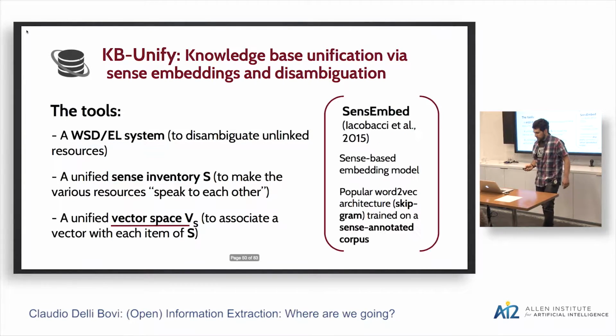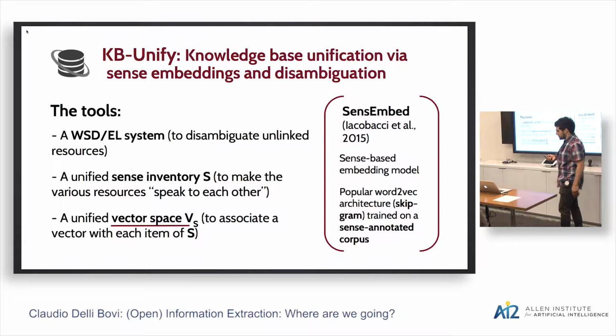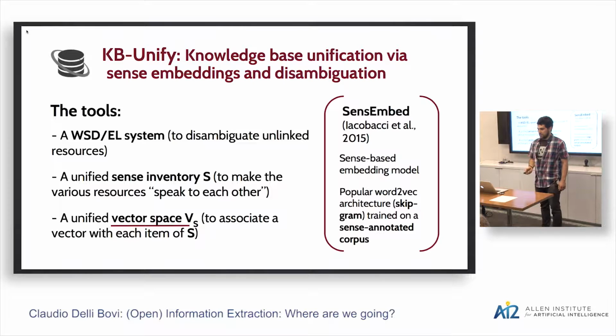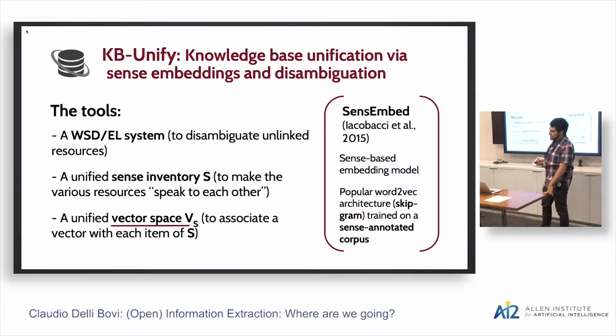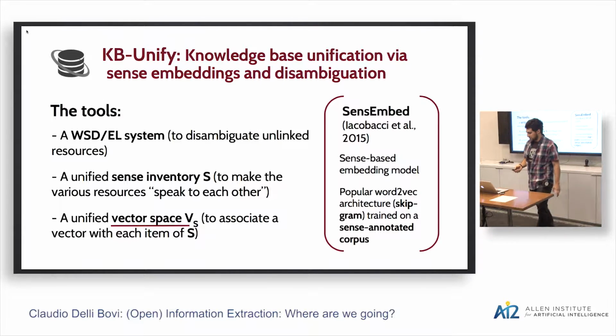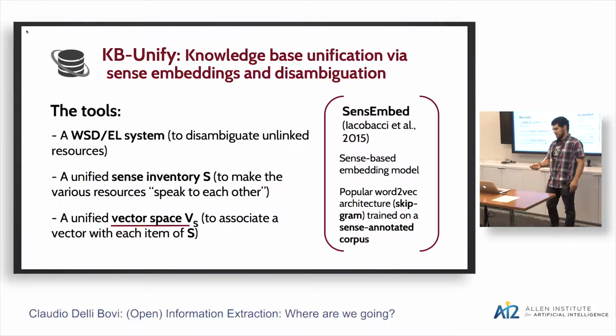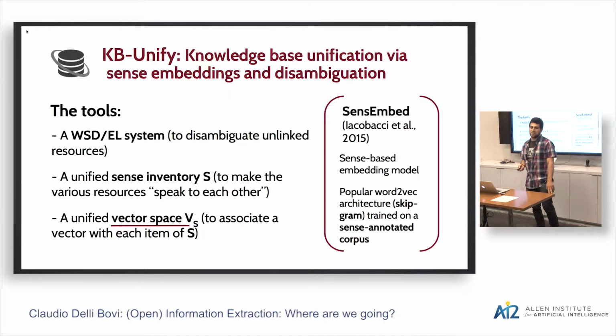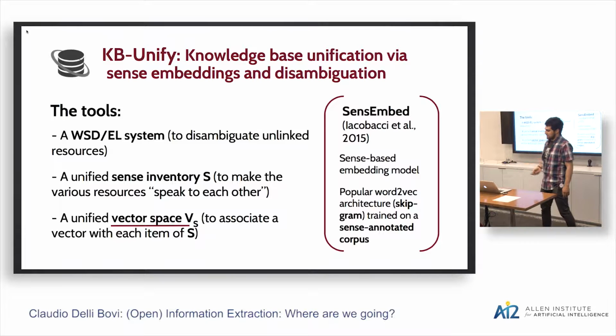As a unified vector space, you could use many things. What we used is actually a recent work that was developed in our group and presented at ACL last year. It's called SenseEmbed, and it's basically an embedding model that is sense-based. It's like the popular Word2vec architecture, the skip-gram model, but instead of being trained on a normal corpus, it's trained on a sense-annotated corpus, so that you actually obtain latent representations for senses. Obviously, if the corpus is annotated with respect to BabelNet, then you obtain latent representations for BabelNet senses. And this is the representation we use.